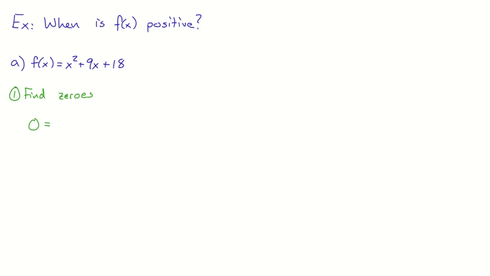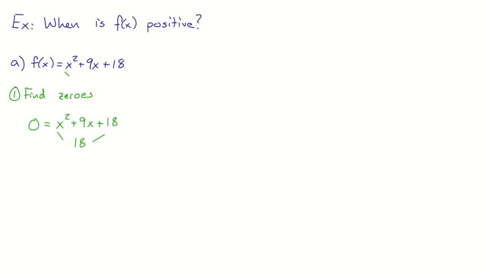Leading coefficient's 1 though. Now, good thing we have that up on the board. I'm going to multiply here, and I'll write the whole thing again. X squared plus 9x plus 18. I'm going to multiply which two terms? Okay, 1 times 18 is 18. I need factors of 18 that add up to what? 9. So let's see, 1 and 18, 2 and 9.